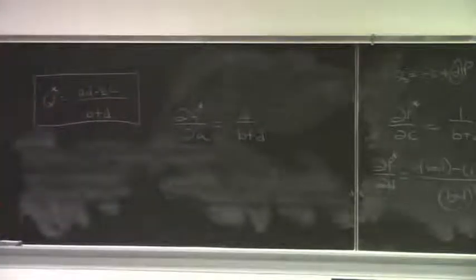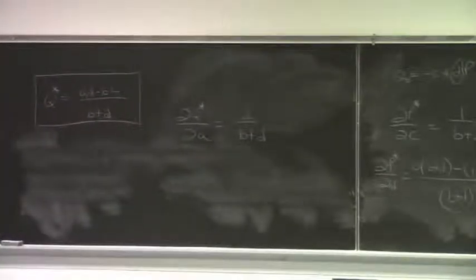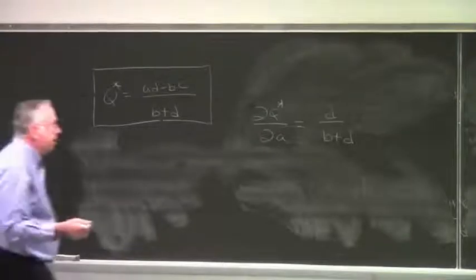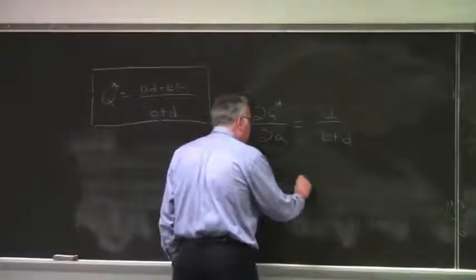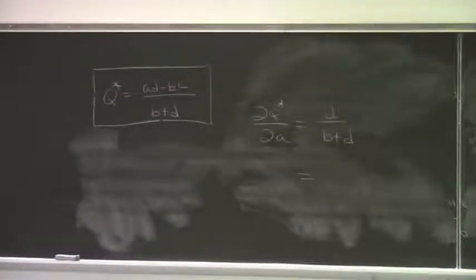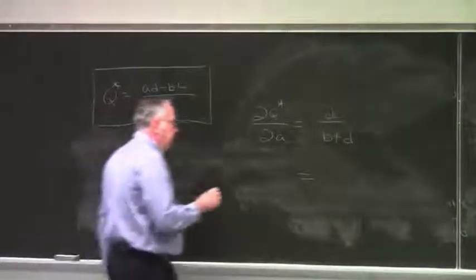But let's go ahead. You may not see that on an exam. Let's just go ahead and see if we get the same answer if we use the quotient rule. Okay. So go ahead, Hal. What is the derivative of the numerator with respect to A? D. And what do we do with that D?